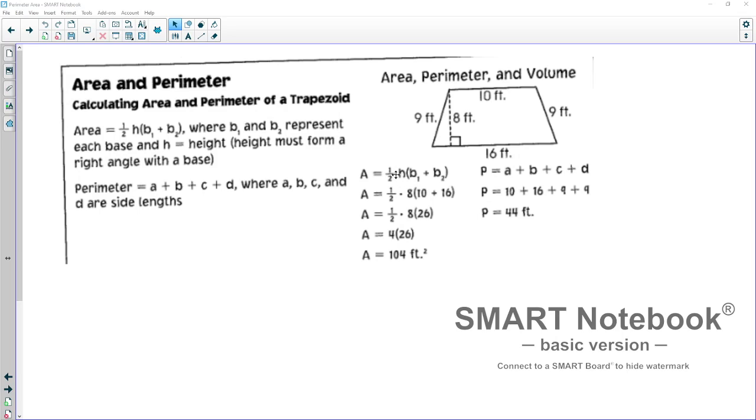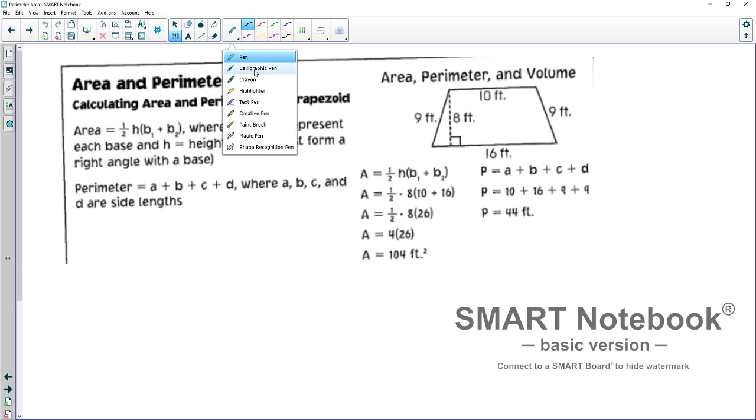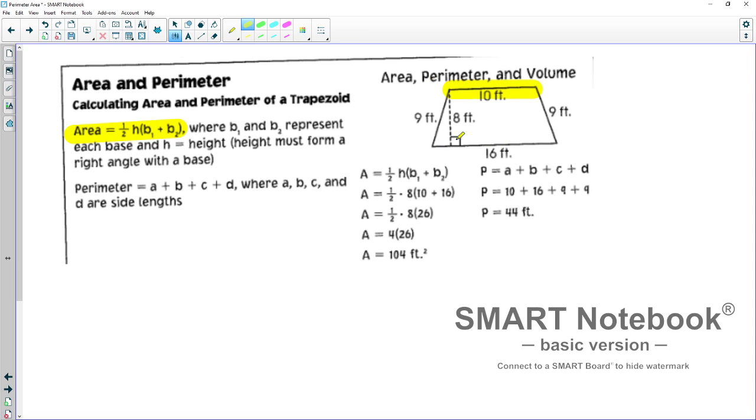Today we will learn about trapezoids and how to find area and perimeter of it. Okay, so the original equation is right here. Area equals 1/2 height times base 1 plus base 2, where base 1 and base 2 represent each base, so the bottom and the top, right here and right here. And the height is right here. So a little of a mix of parallelograms and rectangles.